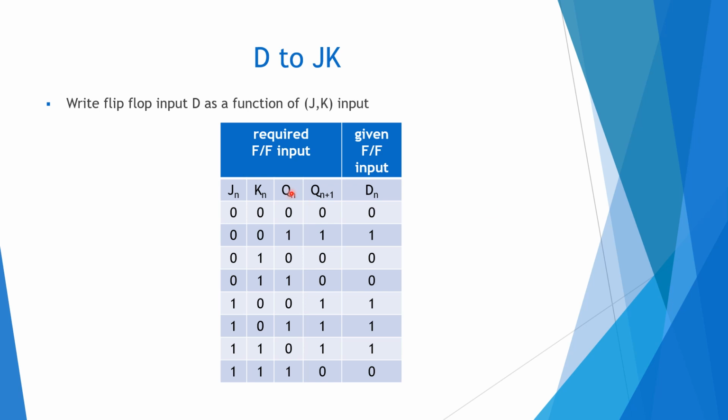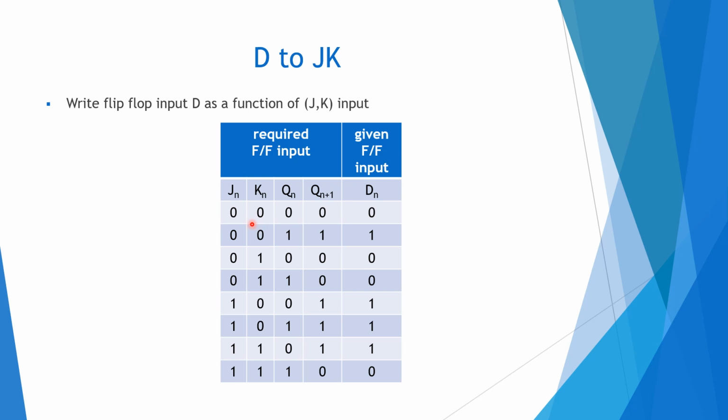So let us now try one more example. We can convert D to JK. That is pretty easy. So we require a flip flop, and the inputs of the combinational circuit are Jn, Kn, Qn, and the output is Dn.